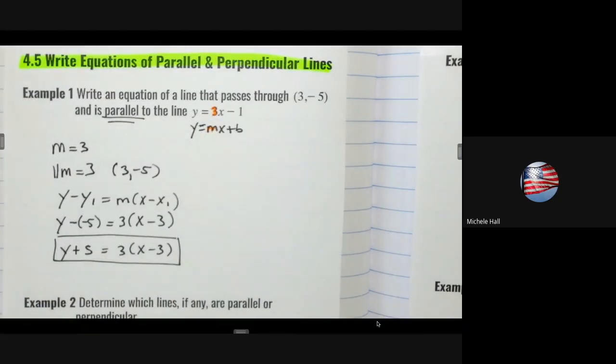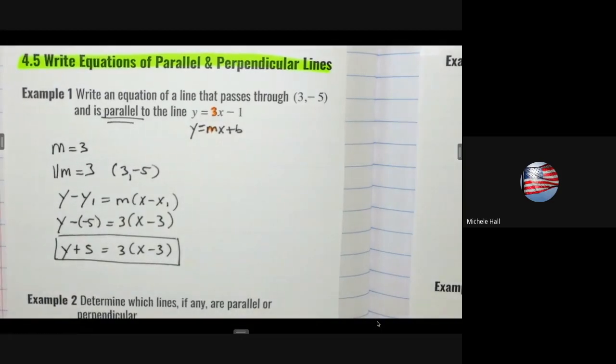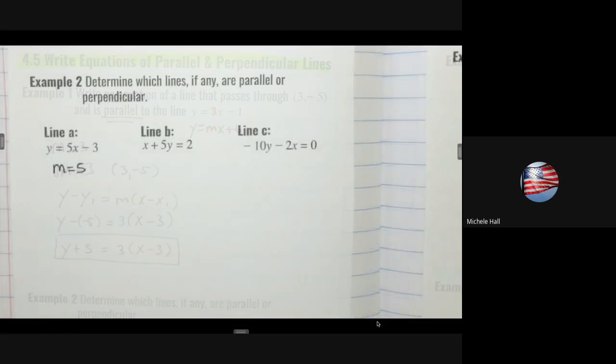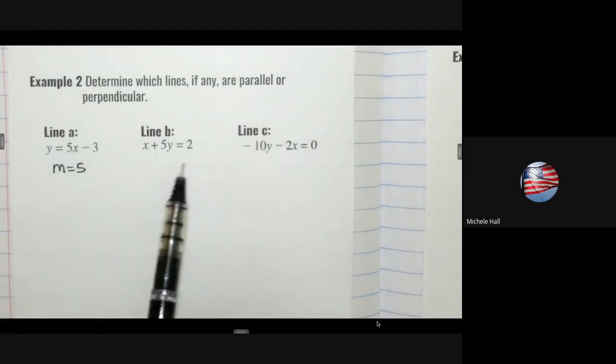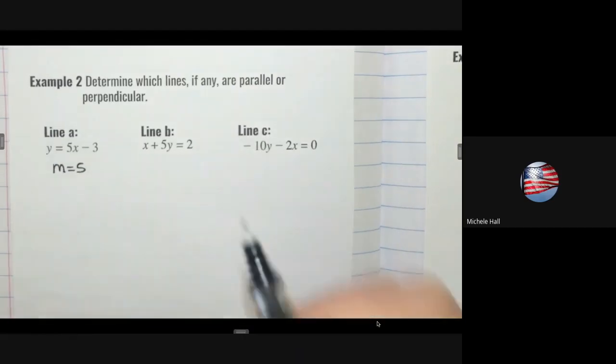Determine which lines, if any, are parallel or perpendicular. Can I see the slope of this line? Yes, I can. I see that my slope is 5. Can I see the slope of line B? Which form is this in? x + 5y = 2. This is in standard form, and I cannot see the slope in standard form, so I'm going to need to put it into slope-intercept form.